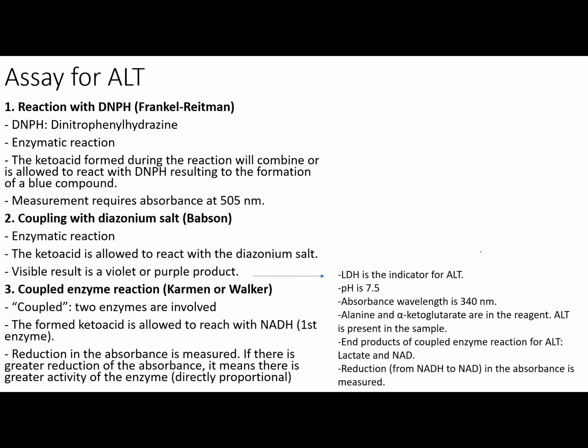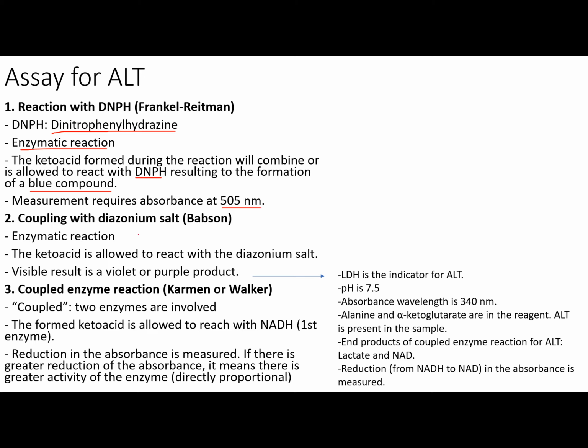Now, what are the assays for ALT? So we have your reaction with your DNPH. This is also known as the Reitman-Frankel assay. Now, DNPH stands for dinitrophenylhydrazine. This is an enzymatic reaction. The keto acid formed during the reaction will combine or is allowed to react with DNPH, resulting in the formation of a blue compound. Measurement would require absorbance at 505 nanometers.